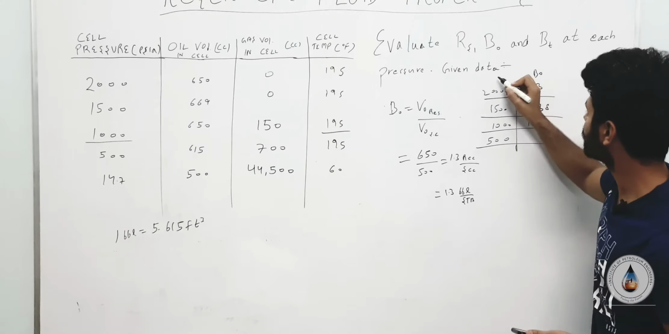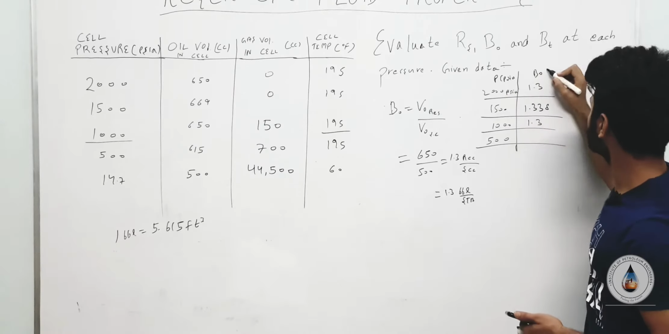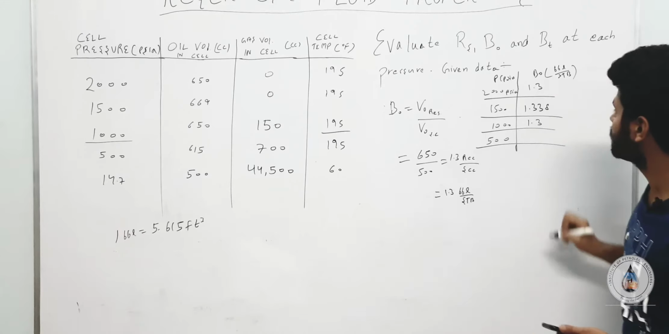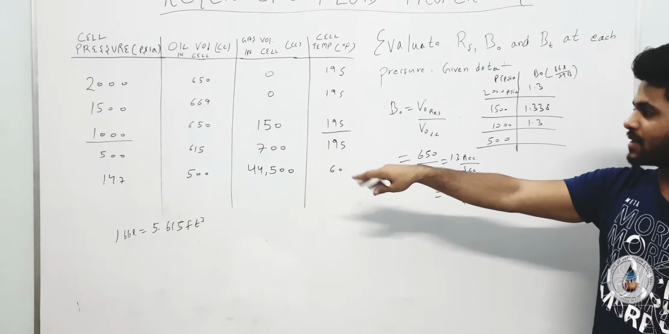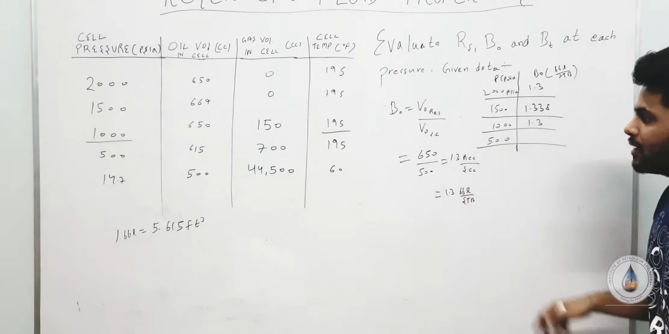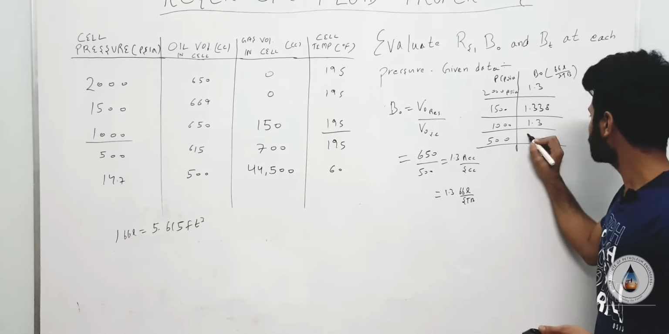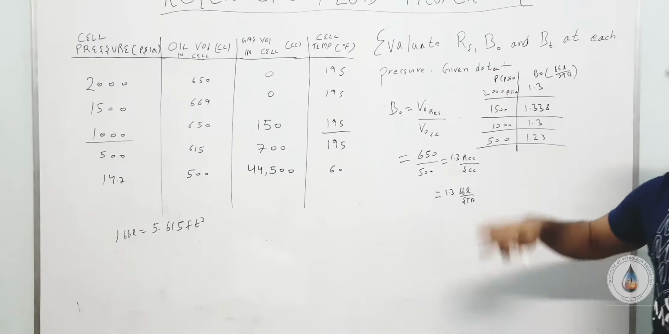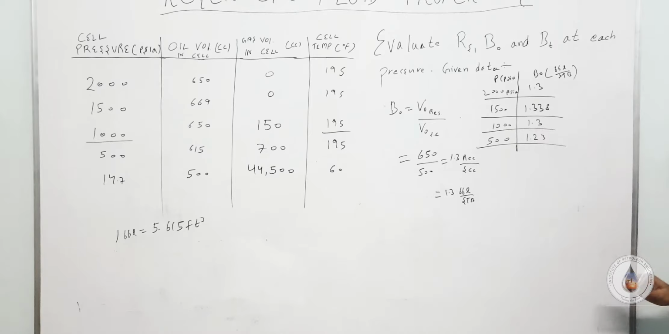These are the values of B naught. This is pressure in psia and B naught is in barrel per stock tank barrel. And when I reach 500 psia, it will be 615 divided by 500, which will come out to be 1.23. So we have evaluated Rs at all pressure values. Now we have evaluated B naught at all pressure values.